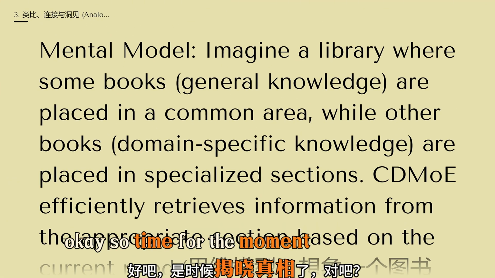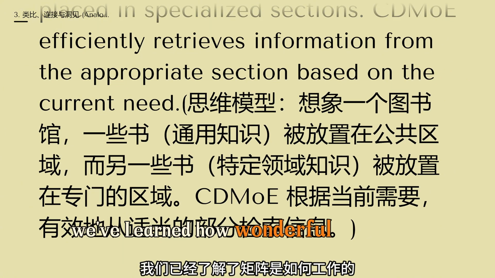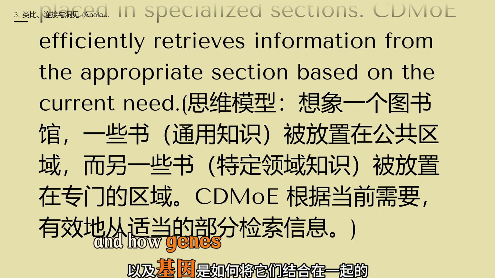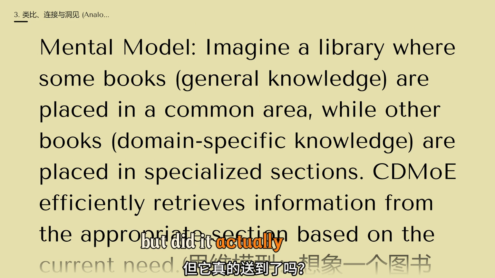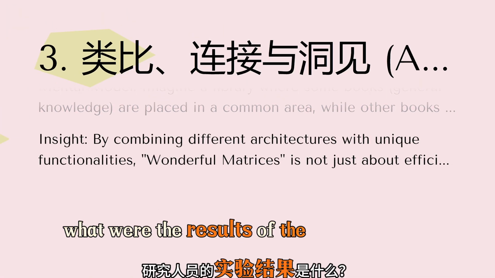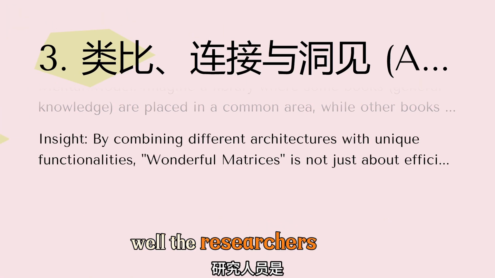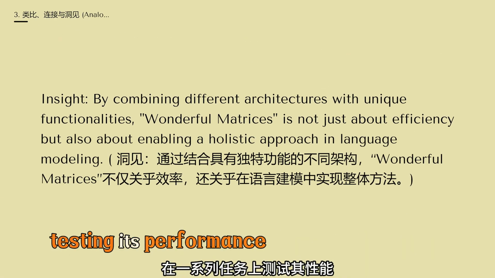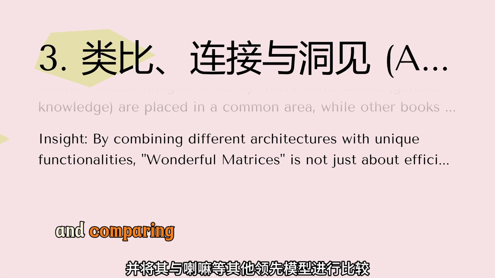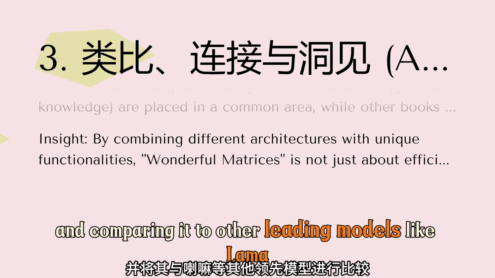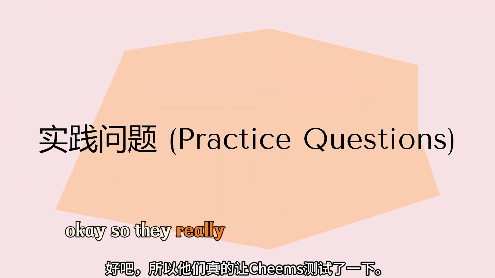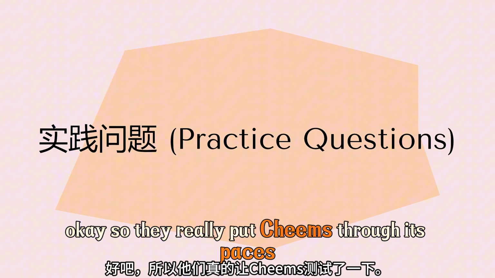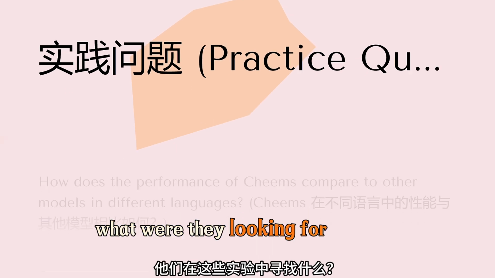Okay, so time for the moment of truth. Right. We've learned how wonderful matrices works and how Teams brings it all together, but did it actually deliver? What were the results of the researchers' experiments? Well, the researchers were very thorough in their evaluation of Teams, testing its performance on a range of tasks and comparing it to other leading models like Llama 3, Mamba 2, and Jamba. So they really put Teams through its paces. They did. What were they looking for in these experiments?